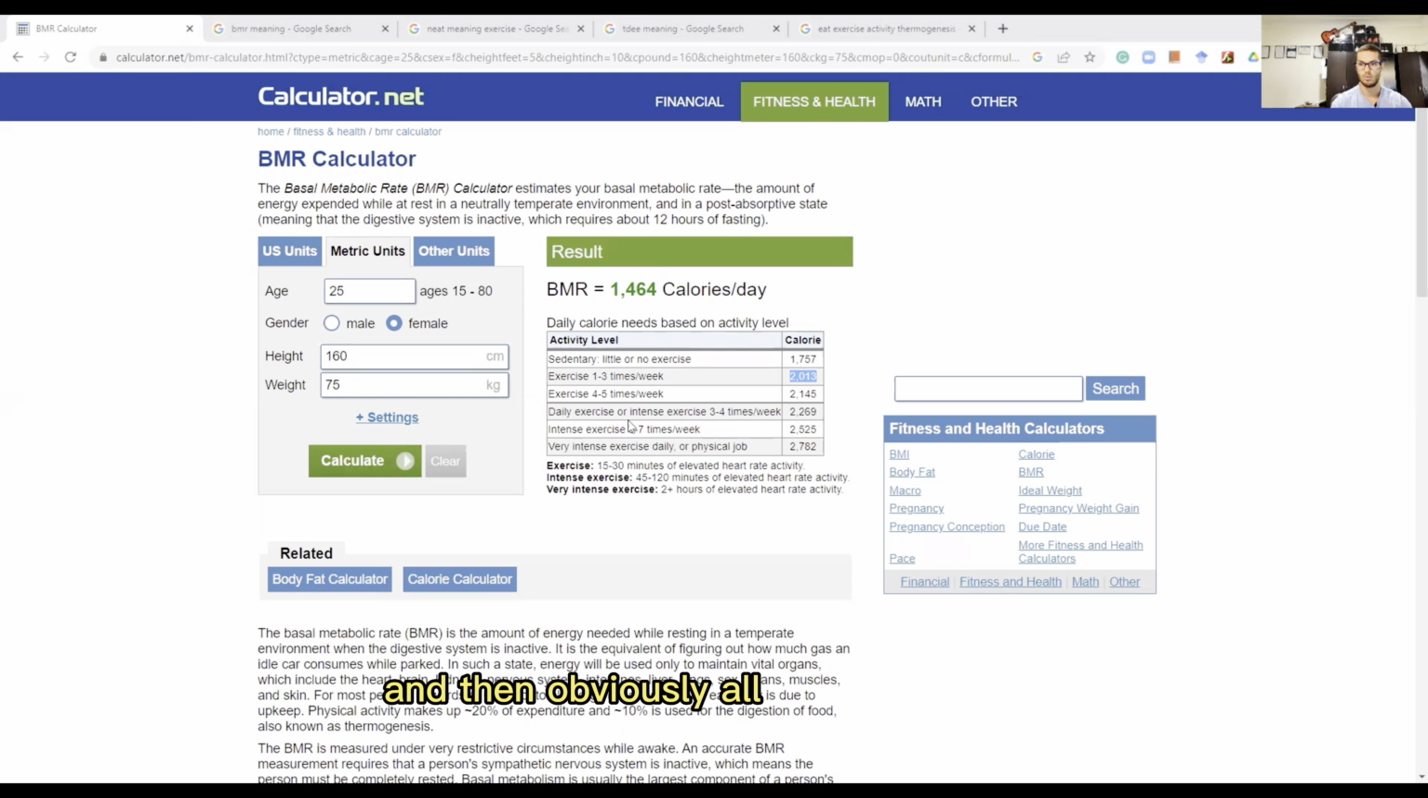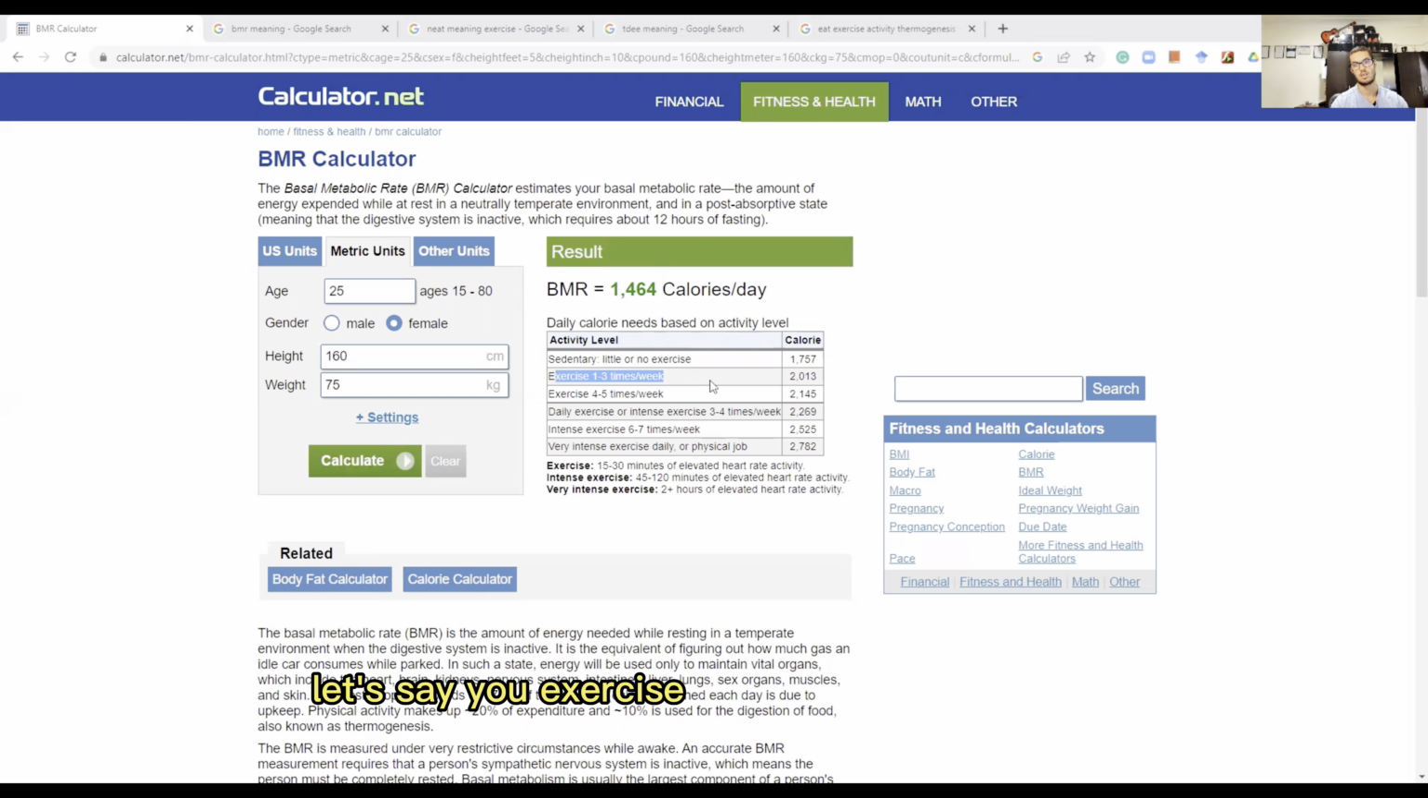And then obviously all this tells you that as you do more exercise, you can consume more calories. But if you're trying to lose weight, what you need to do is deduct about 200 calories from whichever one that you fall into.